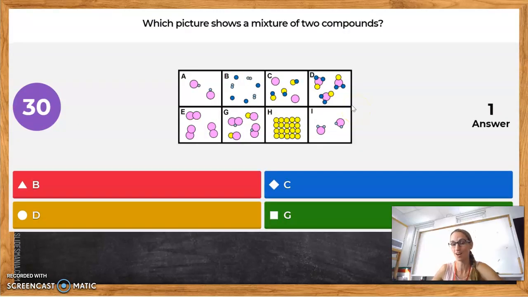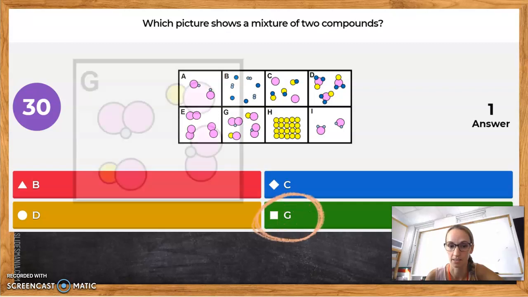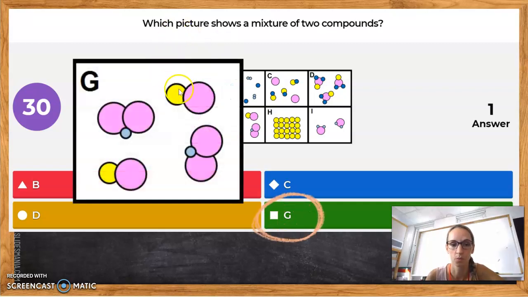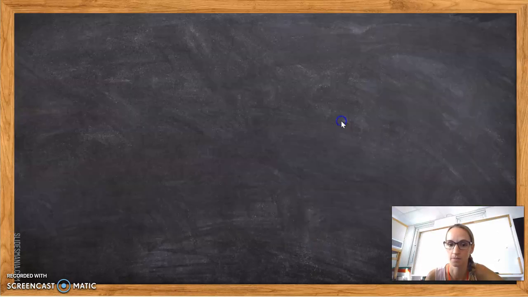The next one is a mixture of compounds. Okay, so now we've got to find 2 different compounds not bonded. And the answer was G. Again, let's zoom in. We have compound number 1 is pink and yellow. You can see we have 2 molecules of that one. And then compound number 2 is 2 pink atoms and a blue atom. So it's a different compound, a different combination. And these 2 are not bonded, they're just mixed. We have the yellow and pink, which is compound number 1, and the blue with 2 pink atoms, compound number 2. So G is a mixture of 2 compounds.